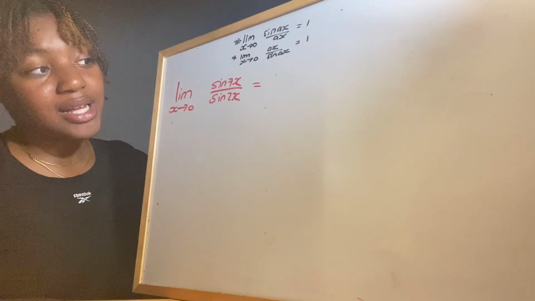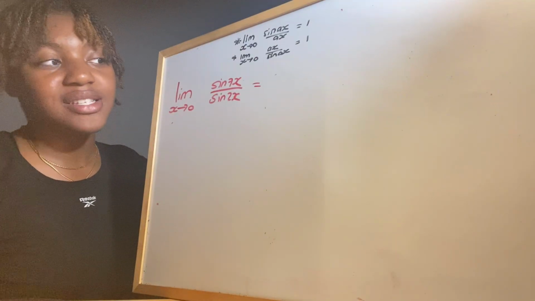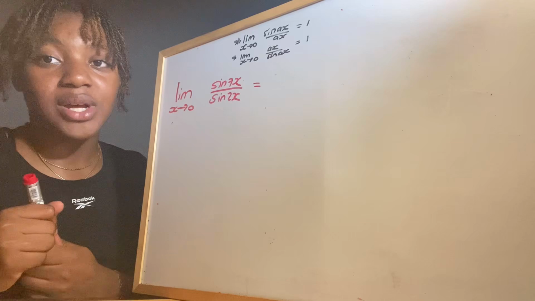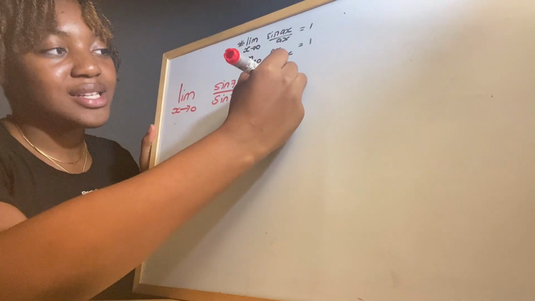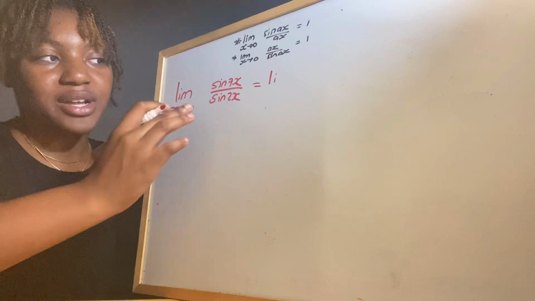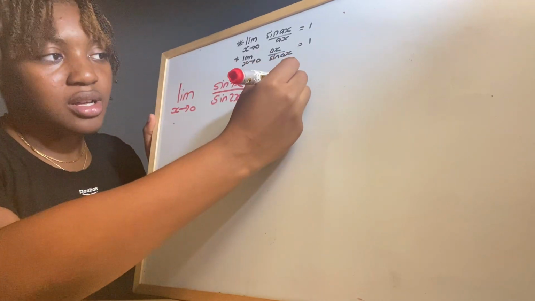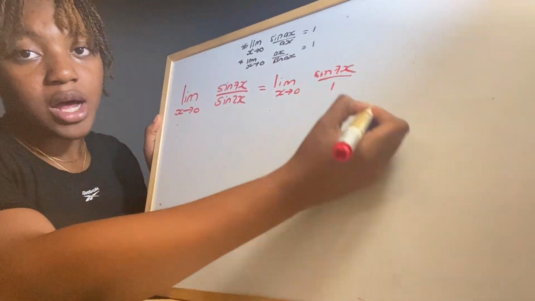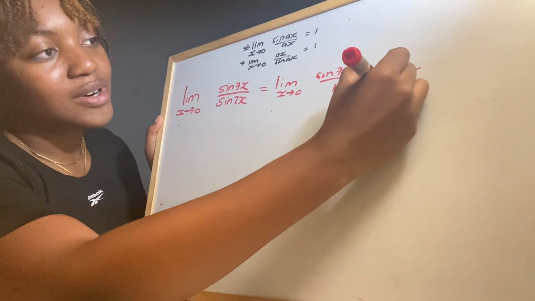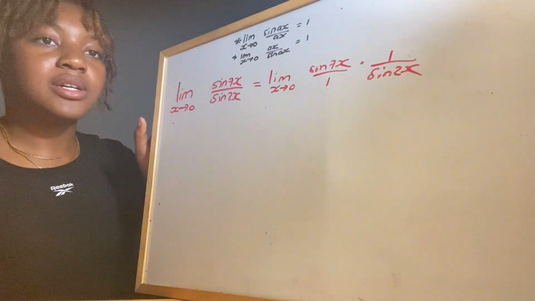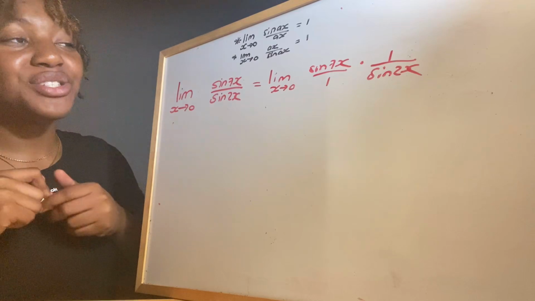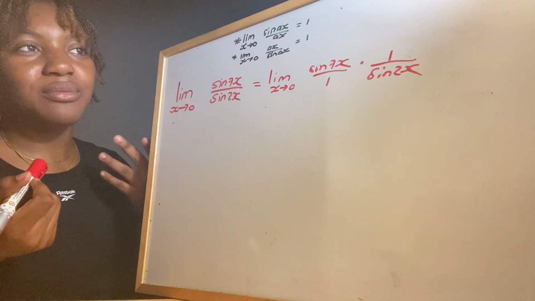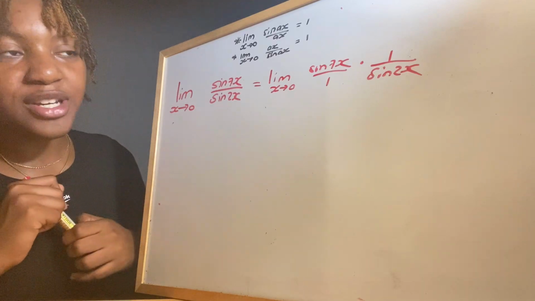Our next question is finding the limit of sine 7x over sine 2x as x approaches 0. Sine 7x over sine 2x can also be written as separate terms, since it's one fraction. We're writing sine 7x over 1 times 1 over sine 2x. Once we write it like that, we're going to try to manipulate it to get one of the special cases. In this case we have both, and you're going to see why.